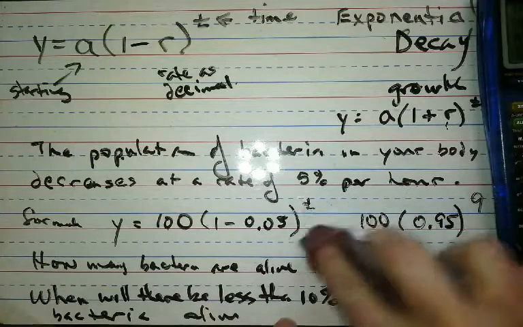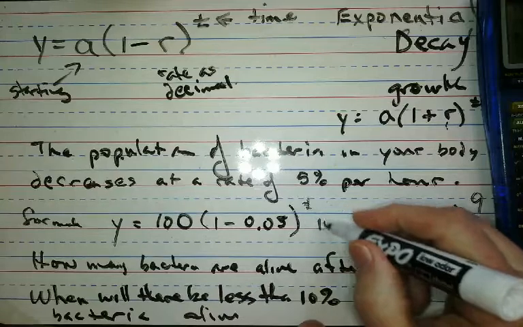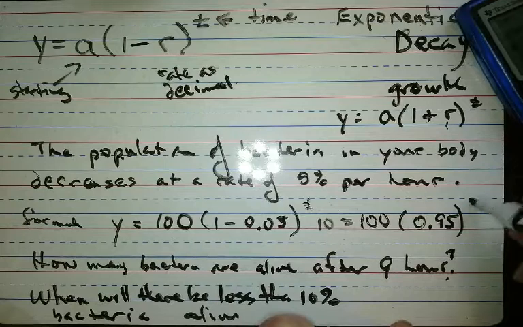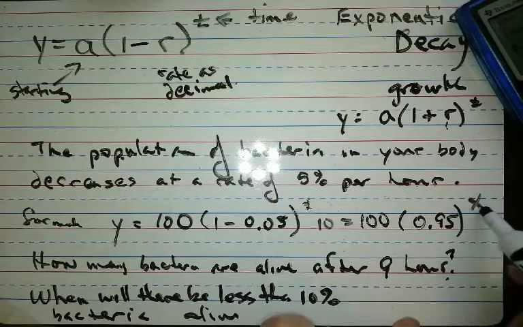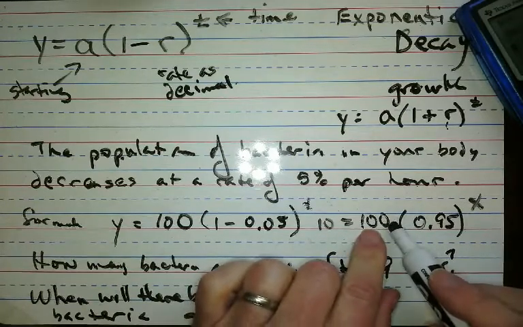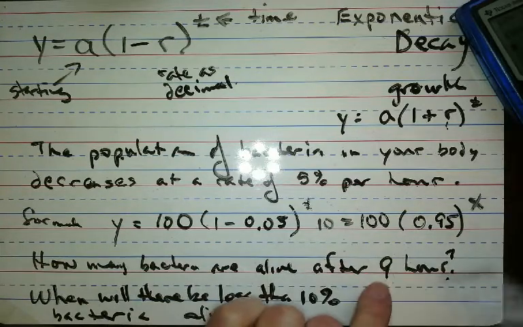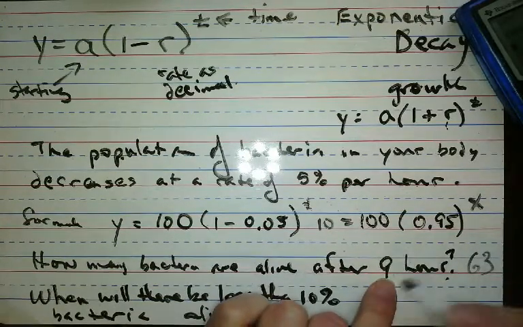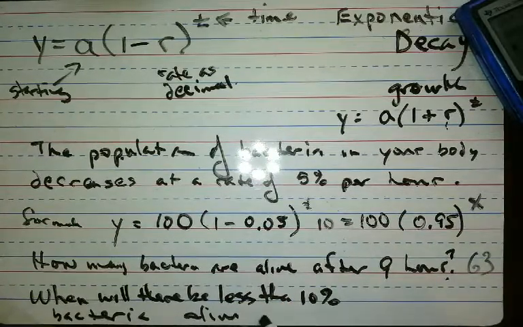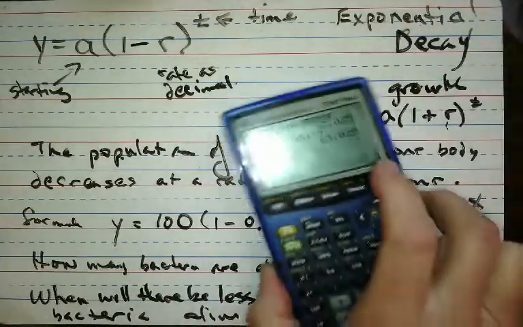So what is the question, really? I want to know when. The thing I don't know is how much time, right? That's what I'm looking for. When does the 100% that I have in my body now go down to 10? I know that in 9 hours it went down to 63, so it's got to be bigger than that. How long is it going to take for me to feel better? So, let's figure that out.